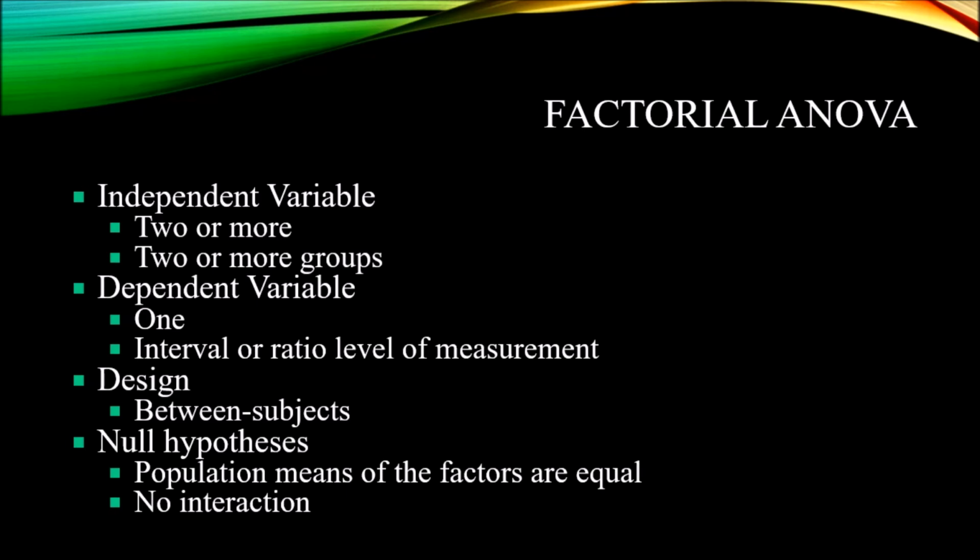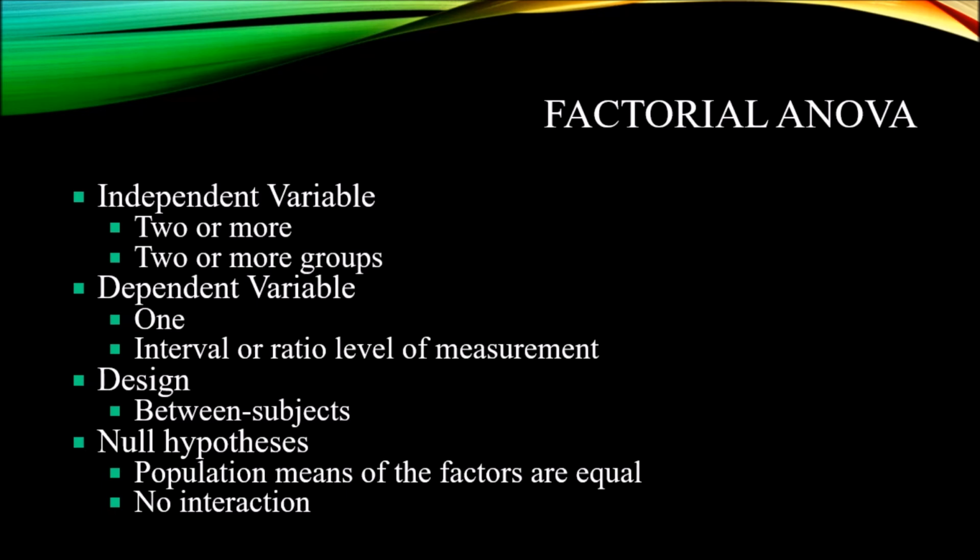So that would be a factorial ANOVA, and more specifically, it would be a 2 by 3 factorial ANOVA: 2 levels of the independent variable gender, and 3 levels of the independent variable treatment. Factorial ANOVA also has one dependent variable, again measured at the continuous level of measurement, and it is a type of statistic used with between subjects designs.